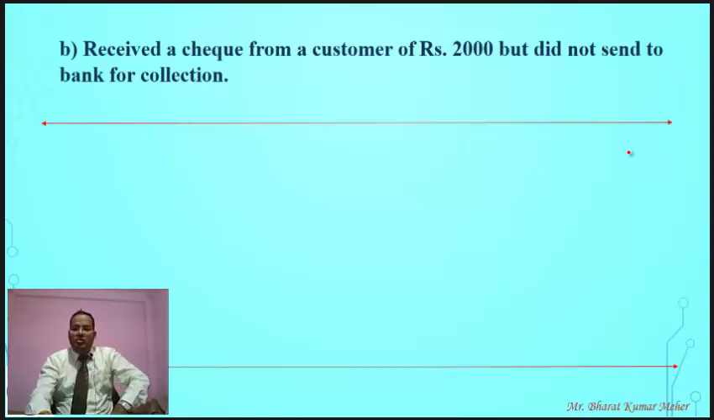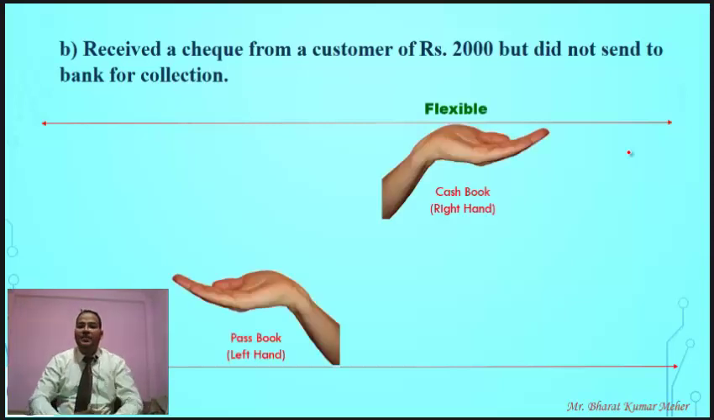In the slide it is also mentioned. Here you can say that the passbook is less and the cash book is more. And which one is flexible? Cash book is flexible. So what do I have to do with the cash book? I have to reduce it, so then only will the cash book be balanced with the passbook.